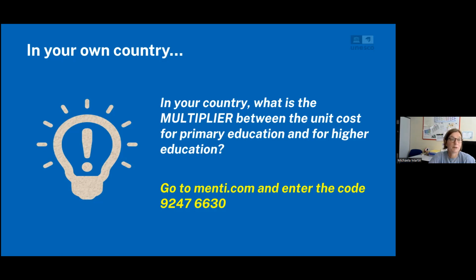So higher education is typically more costly than primary education because of the staff salaries. We are dealing here with more advanced experts, university professors. There may be also student support that is provided to students, which is typically not the case at the primary level. So higher education is more costly. But what is in your country the relationship between the cost of a primary student to the cost of a higher education student?